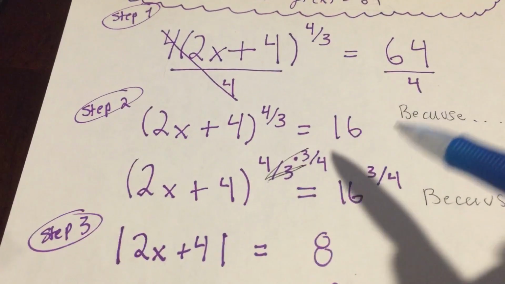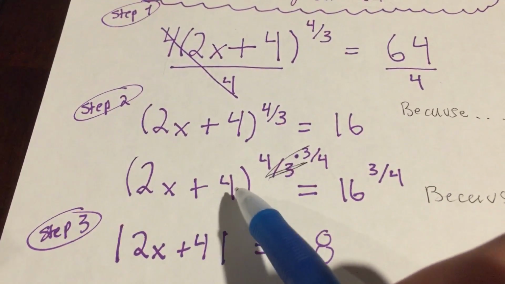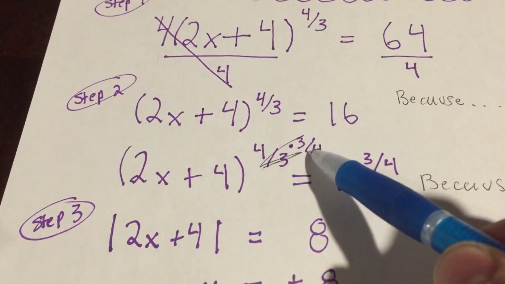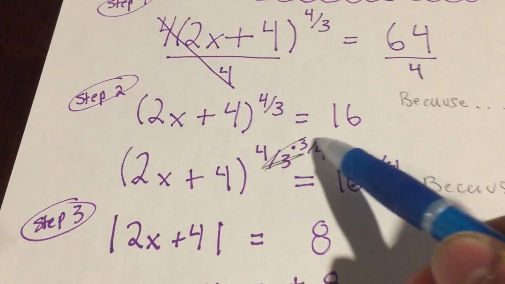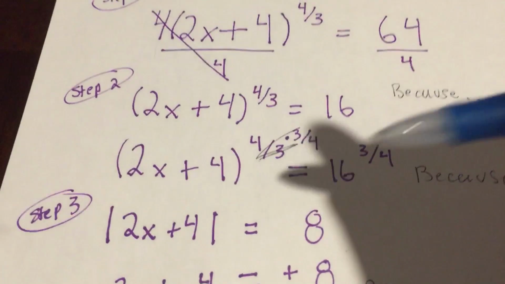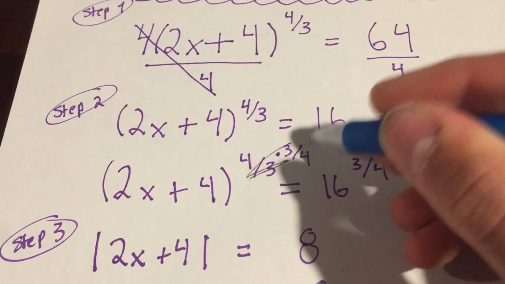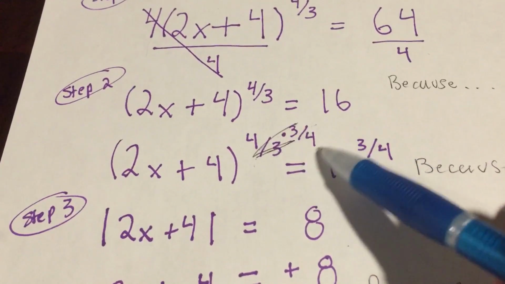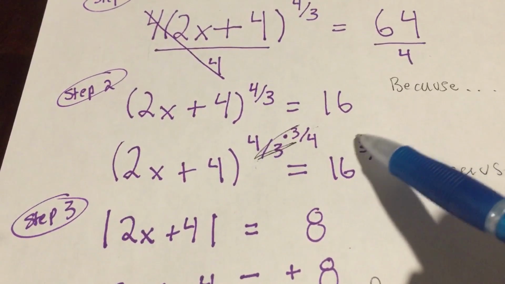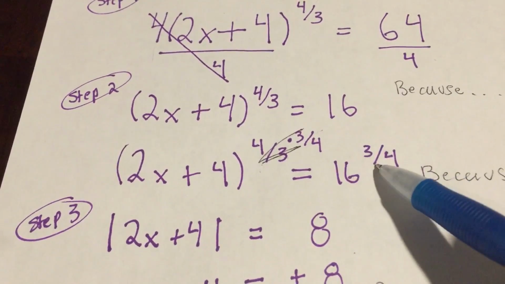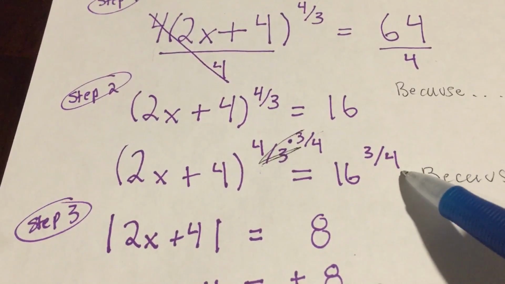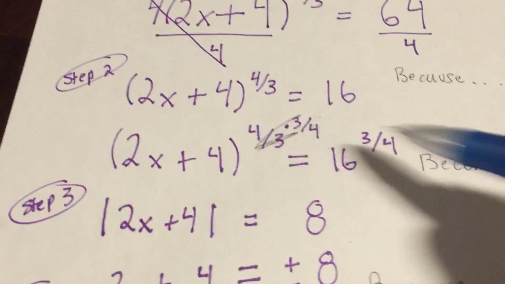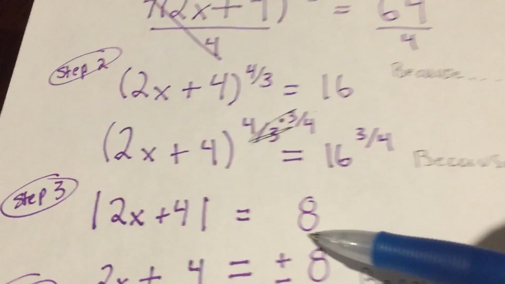So our next step is to multiply, the 4/3 power. In order to cancel this out, we need to multiply it by its inverse, which is 3/4. So we multiply it by that and it cancels. And because we multiplied something on this side, we have to do the same thing to this side. So this also becomes 16 to the 3/4. This side just cancels. 16 to the 3/4 is 8.